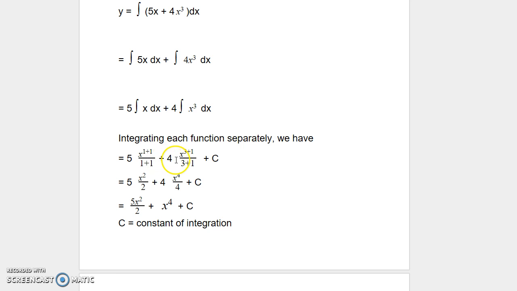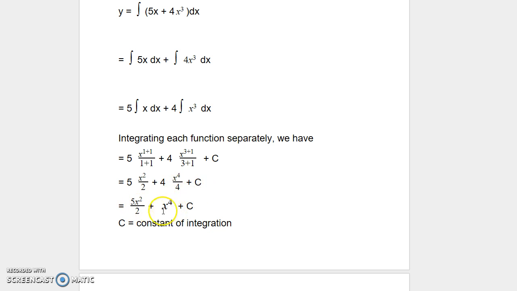Similarly here, 4 times integral x cubed dx can be written as 4 times x to the power of 3 plus 1 divided by 3 plus 1. And then always, after we finish the process of integration, we're going to add a constant of integration with a symbol c, like that. So we're going to simplify these. 5 times x to the power of 1 plus 1 is 2, x to the power of 2 divided by 2, plus 4 times x to the power of 3 plus 1 is 4, so x to the power of 4 divided by 4 plus c.